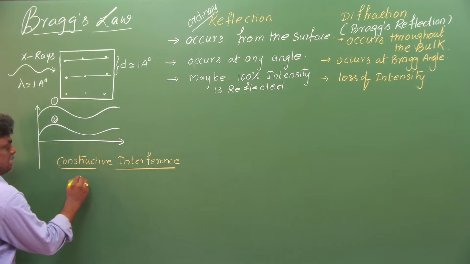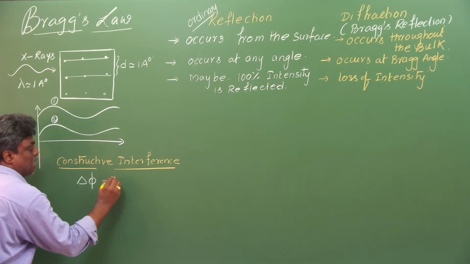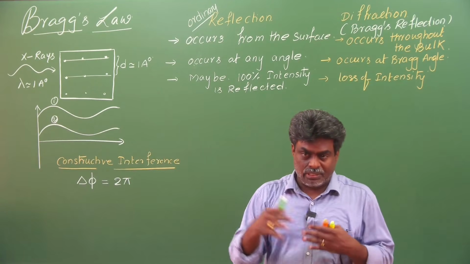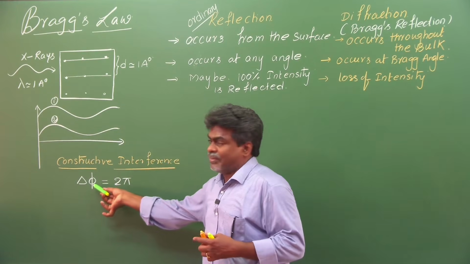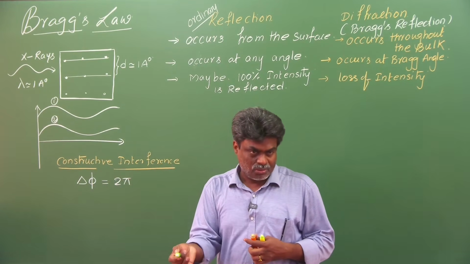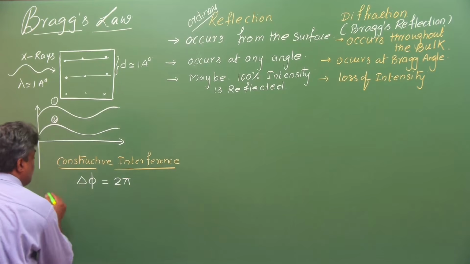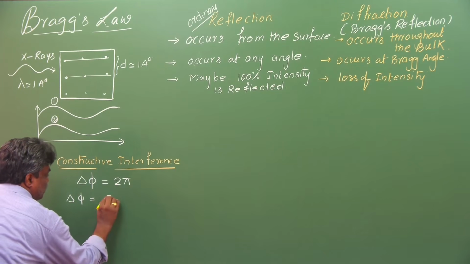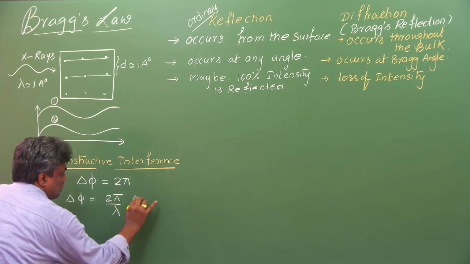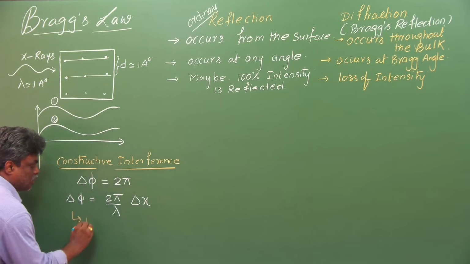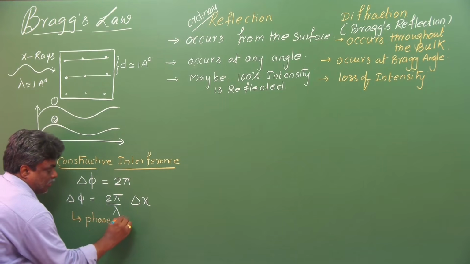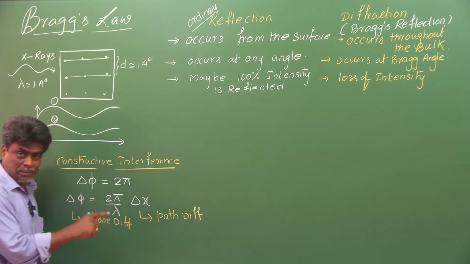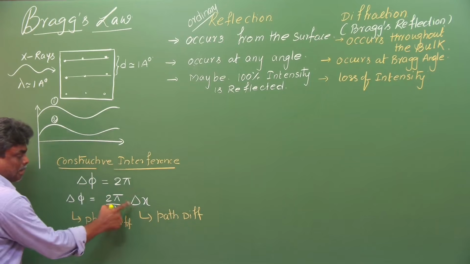What we have discussed in intermediate: phase difference delta phi equal to 2 pi. Whenever two waves interact or superimpose, for the constructive interference condition the phase difference must be equal to 2 pi. Everybody knows that, I think. And one more relation is there, I hope you know: delta phi equals 2 pi by lambda into delta x, where delta phi is the phase difference and delta x is the path difference. I hope you know this from intermediate, I need not spend time explaining here.